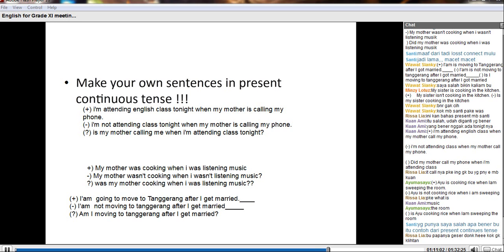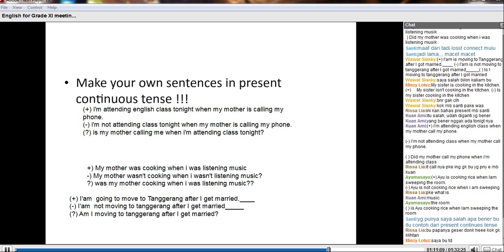Geser kemana ya sudah kayak gini? Oke, satu lagi. Coba siapa yang sudah buat? Oke, ini coba.